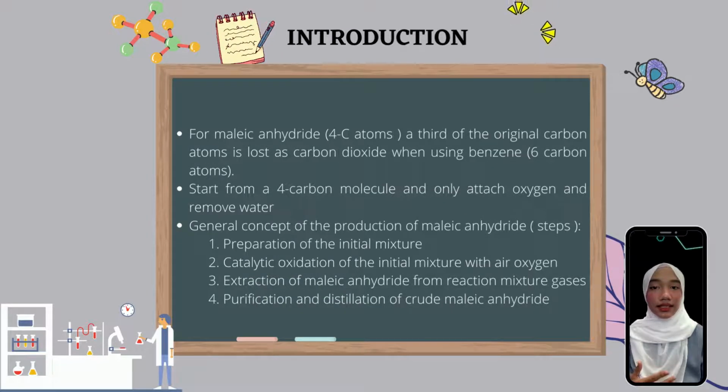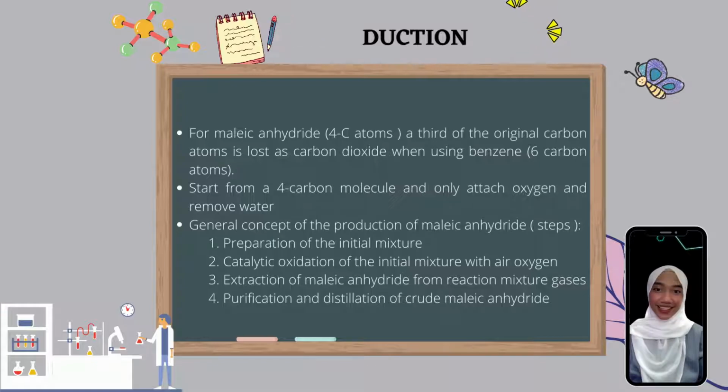The modern catalytic process starts from 4 atoms of carbon and only attaches oxygen and removes water. There are 4 steps in the generation concept for production of Maleic Anhydride, which are first, preparation of the initial mixture. Secondly, catalytic oxidation of the initial mixture with air, oxygen. Third, extraction of Maleic Anhydride from the reaction mixture gases, and last but not least, purification and distillation of crude Maleic Anhydride. Thank you.